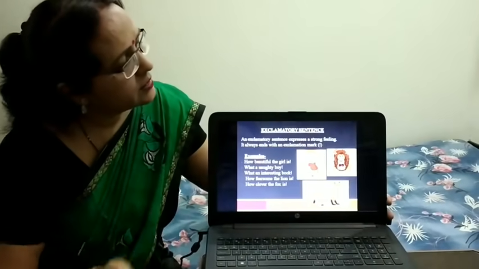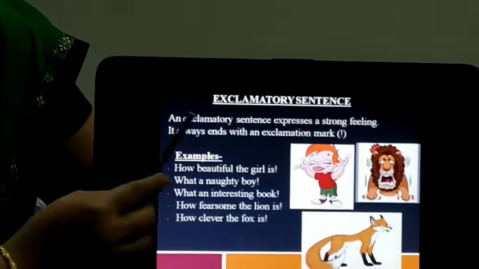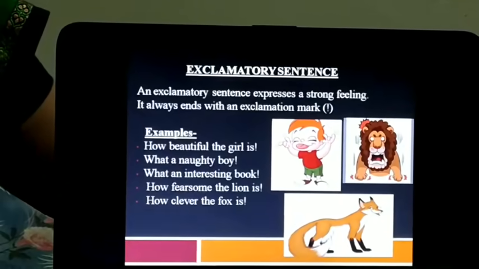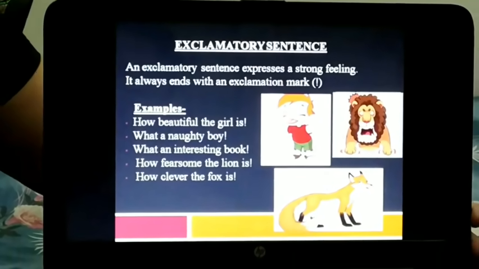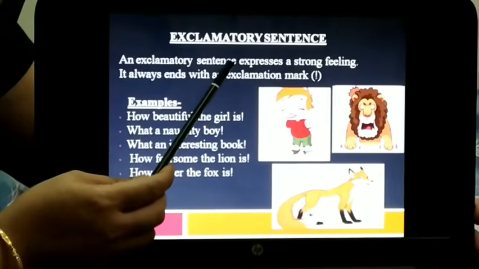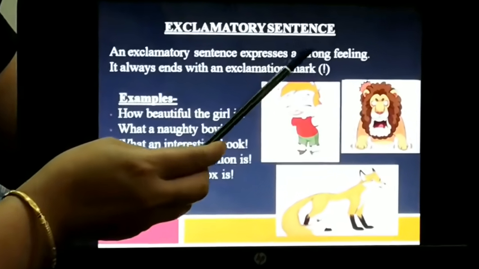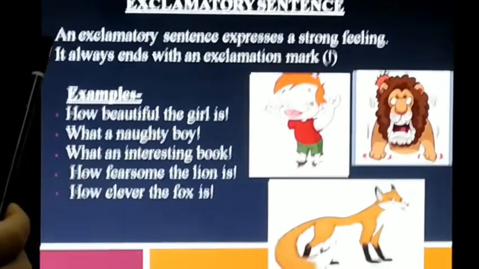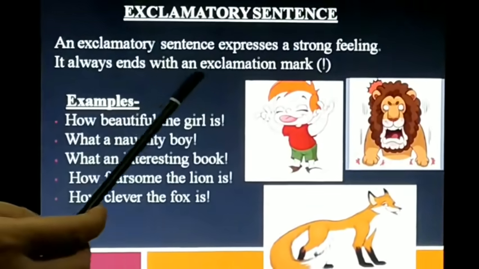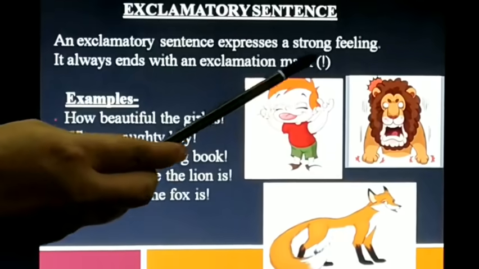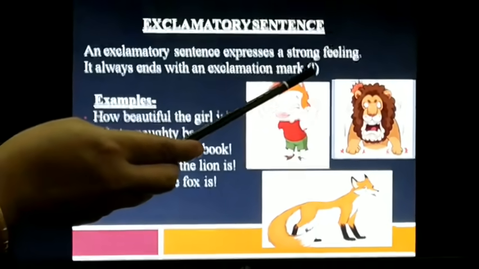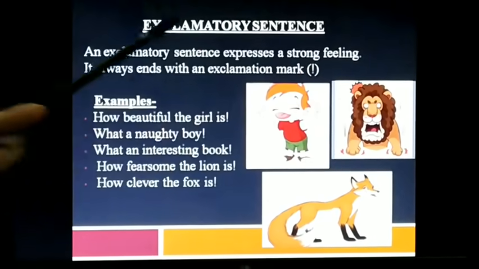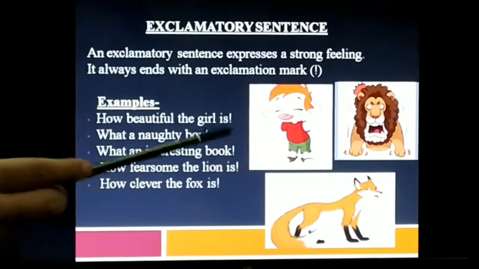last one. The last one is an exclamatory sentence. Okay, it's an exclamatory sentence. An exclamatory sentence expresses a strong feeling. It always ends with an exclamation mark. Can you see the exclamation mark? Can you see here? Can you see the sign of exclamation mark? Yes.